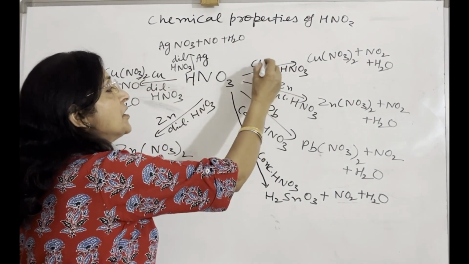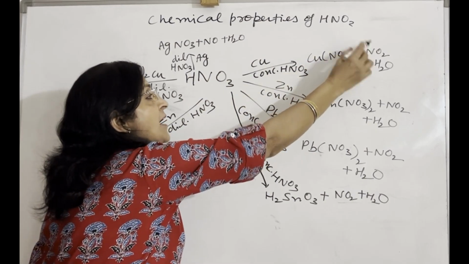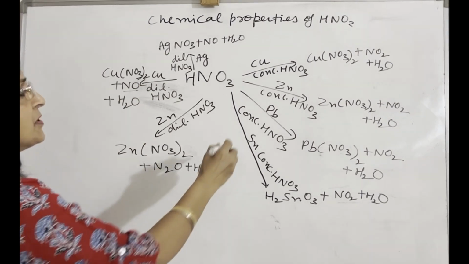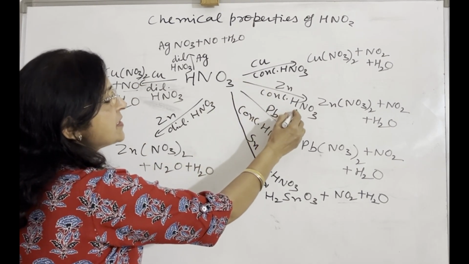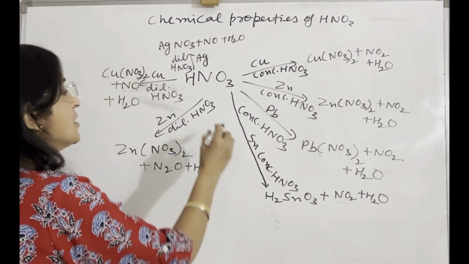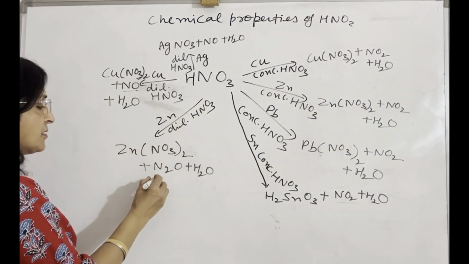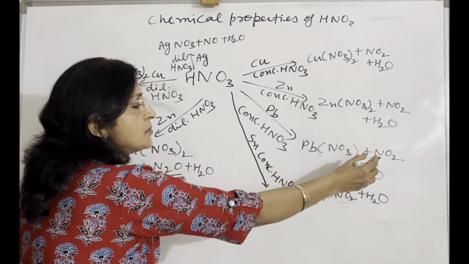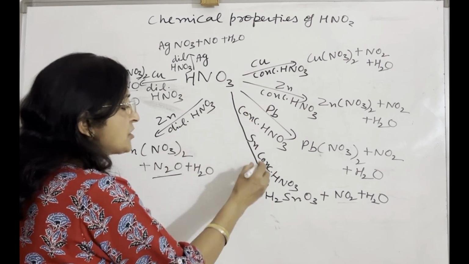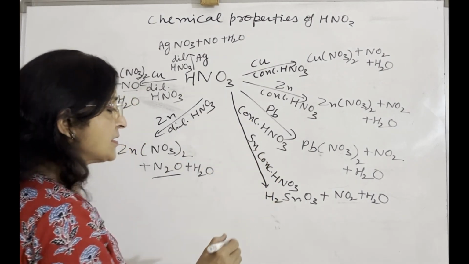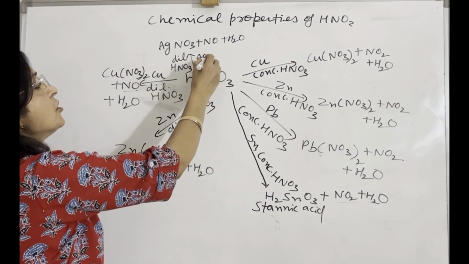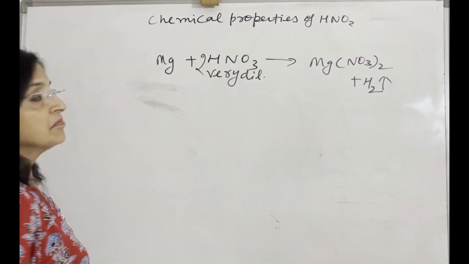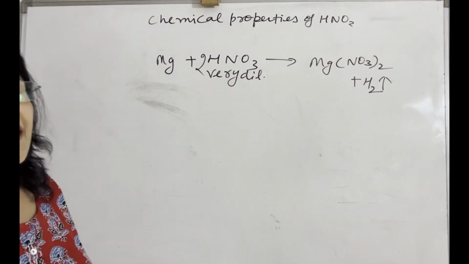Concentrated nitric acid reacts with copper and nitrogen dioxide is formed. When dilute nitric acid reacts with copper, nitric oxide is formed. Similarly with zinc. When zinc reacts with concentrated nitric acid, nitrogen dioxide forms. When dilute nitric acid reacts with zinc, nitrous oxide forms. Reaction of lead with concentrated nitric acid, lead nitrate forms and nitrogen dioxide gas is released. Reaction of tin with concentrated nitric acid, stannic acid forms. Reaction of silver with dilute nitric acid, silver nitrate forms, nitric oxide forms and water forms. Magnesium reacts with very dilute nitric acid and hydrogen gas is released.